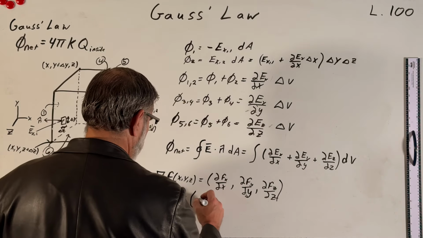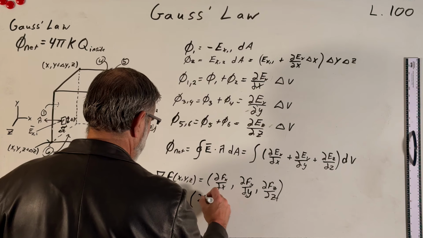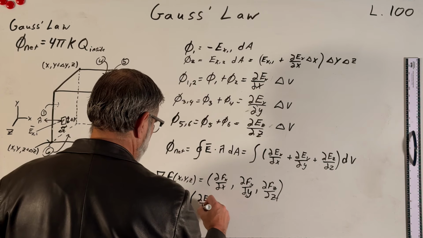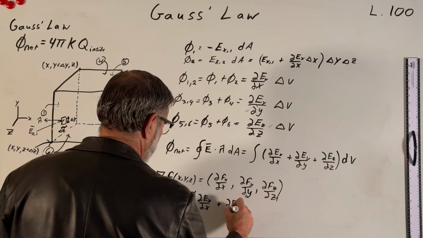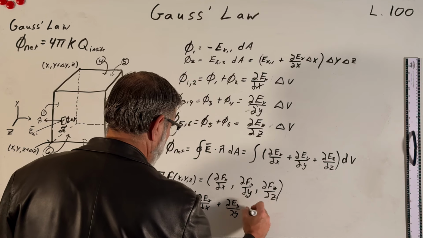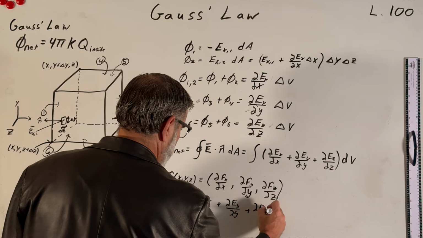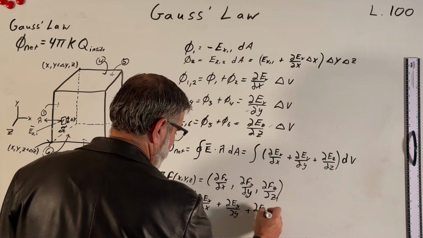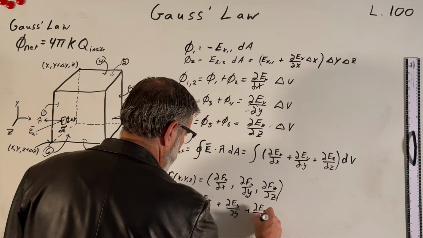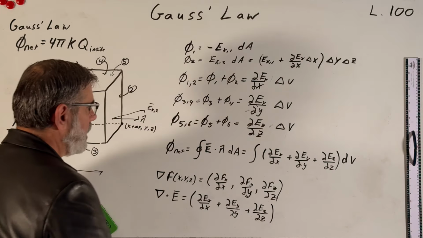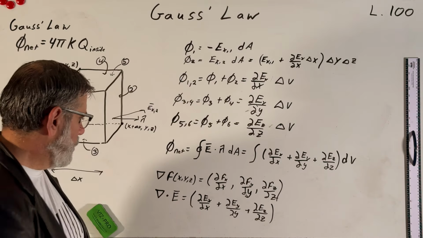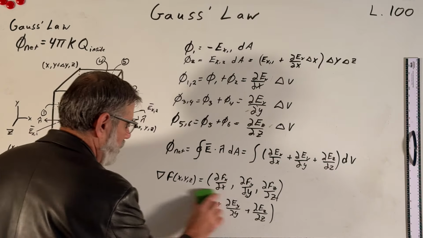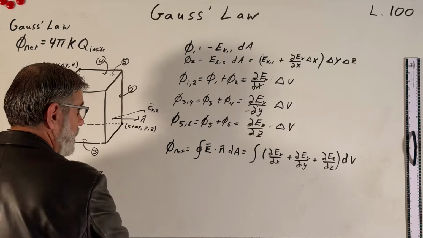Del dot E would be equal to the partial of the x component of E with respect to x, plus the partial of the y component of E with respect to y, plus the partial of the z component of E with respect to z, add it up. And that looks exactly like this, doesn't it? So this is actually what this is, and so you get two ways to write this.